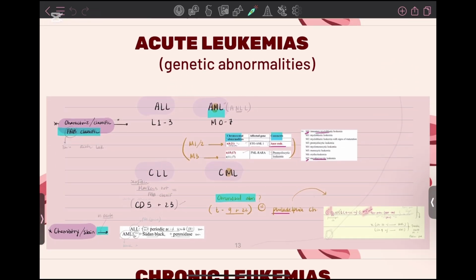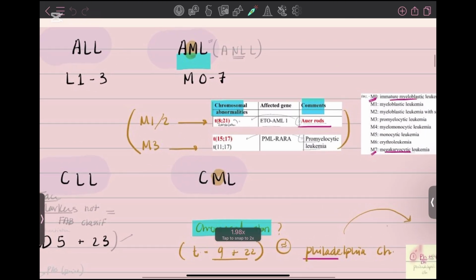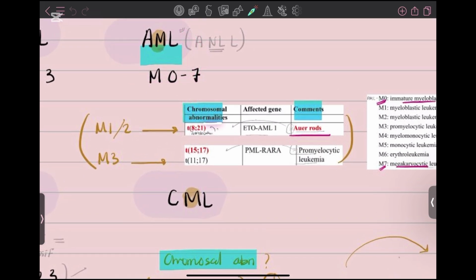Yes, another thing, finally, since we finished acute leukemias, you need to know the FAB classification. Very important. I'm not telling you to know the L1, L2, L3, the M0 to M7. No. What I mean is, for example, in AML, you're going to see a chromosomal abnormality, which is a translocation between chromosome 8 and 21. This is a key feature. Once you see this, that's it, it's AML.